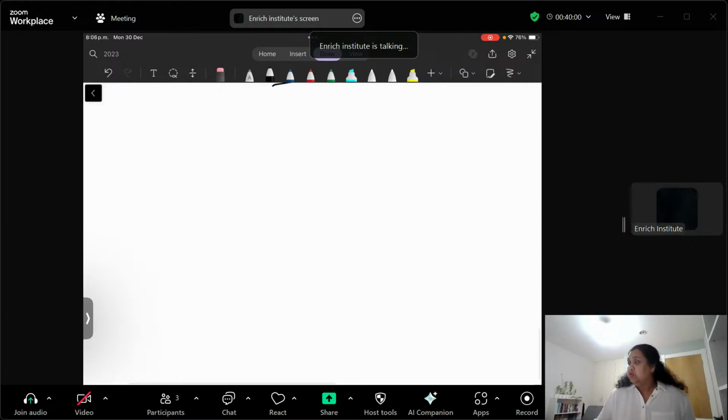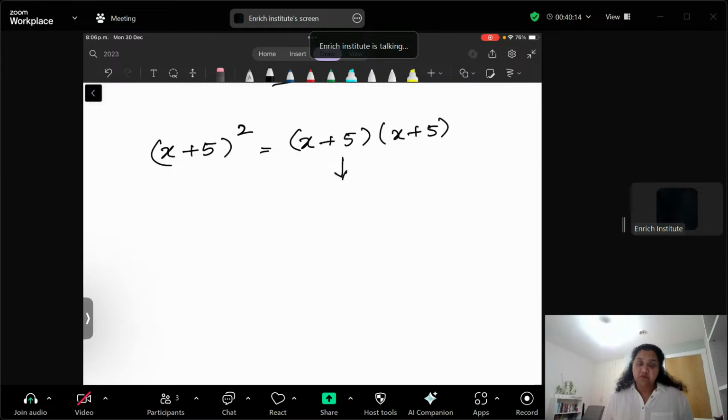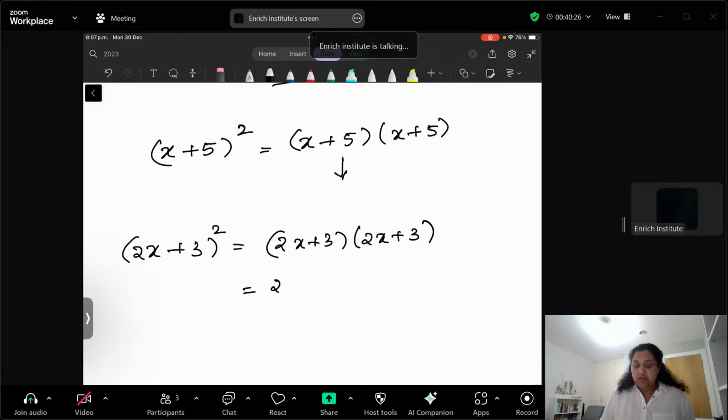Now the next one is (x + 5) the whole square. Whenever you get something as a whole square, you write it 2 times: (x + 5) times (x + 5), and then simplify as before. Okay. This will happen if it is something like (2x + 3) the whole square. That also will be (2x + 3) times (2x + 3). And then you write it in the previous format, like 2x times (2x + 3) plus 3 times (2x + 3), and then simplify this.